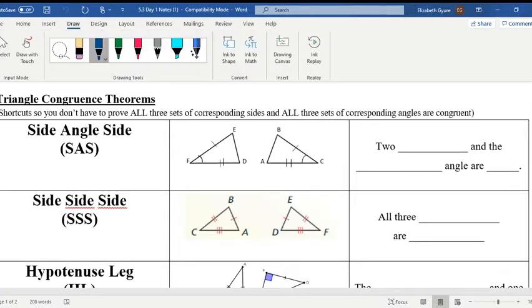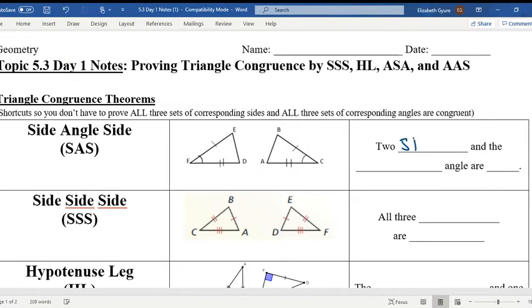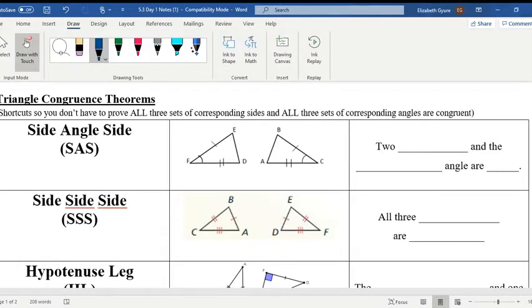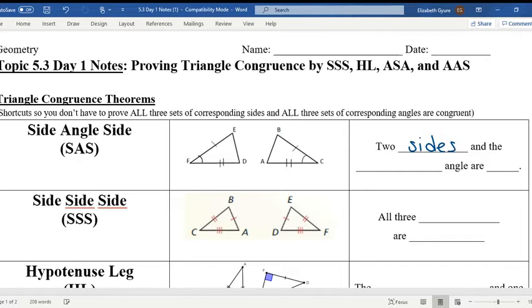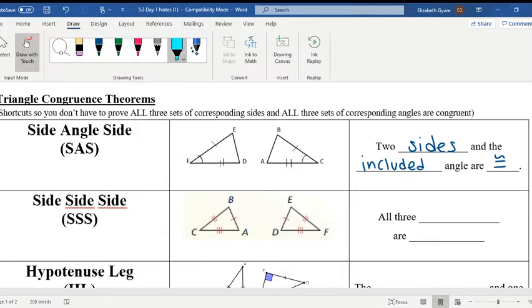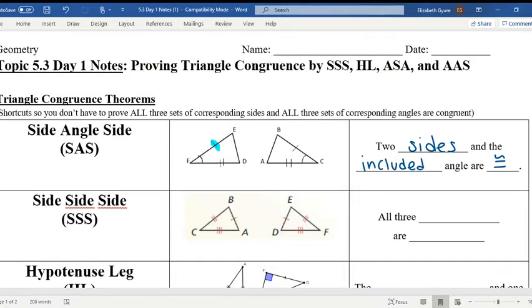What this theorem means is that two sides, oh, sorry, hold on, my stylus turned off. So this means that two sides and what is called the included angle are congruent. So two sides, any two sides of your triangles, are congruent. If you look at this picture here, I can clearly see that side FE is congruent to BC, right? Those are marked.